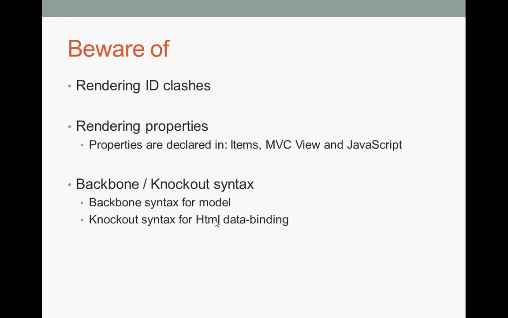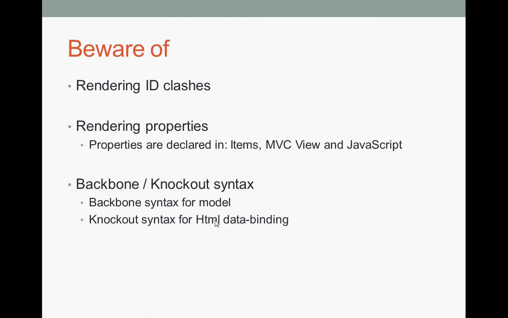The next one is rendering properties, and this is where I usually make like 50% of the errors that I make in Speak. Rendering properties are declared usually in three places. One is you have the parameters template, and then you have to put those parameters into the MVC view in order to actually get them into the JavaScript where you usually want them.